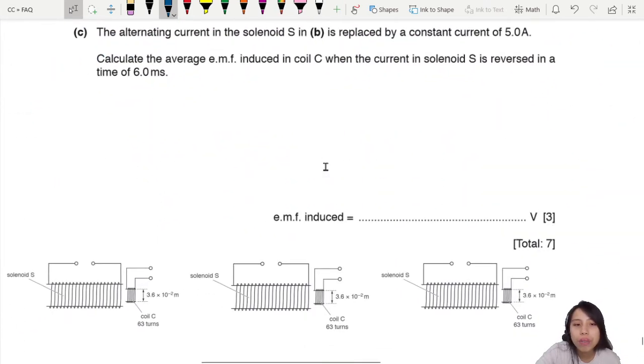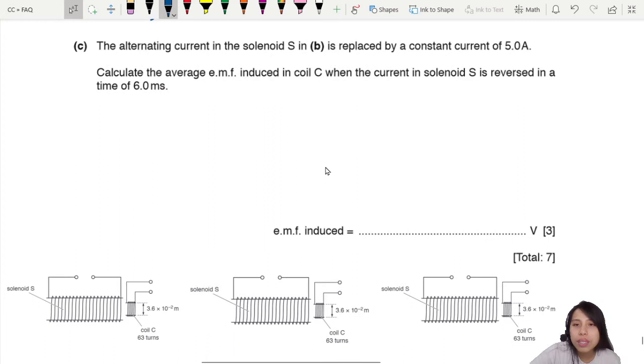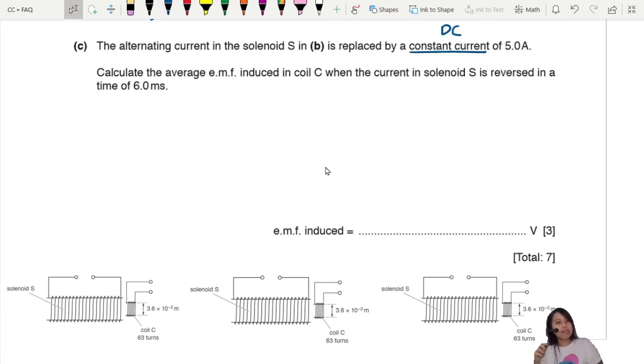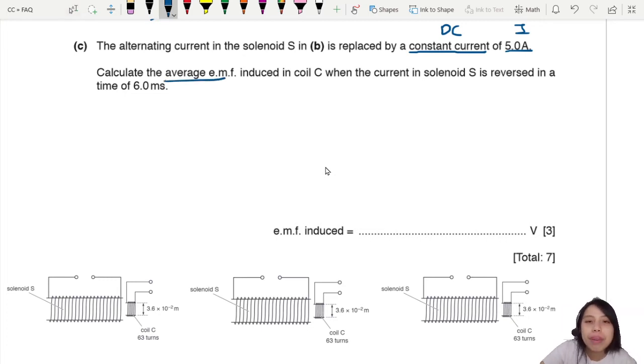What do you replace it with? You replaced it with a constant current. Constant current is DC. Can DC generate change in flux? Can. DC current of 5 amps. So this is our current flowing through the coil at the moment. Now, if you just kept it at 5 amps steady, no change in flux, but you did something. So calculate the average EMF when the current is reversed.